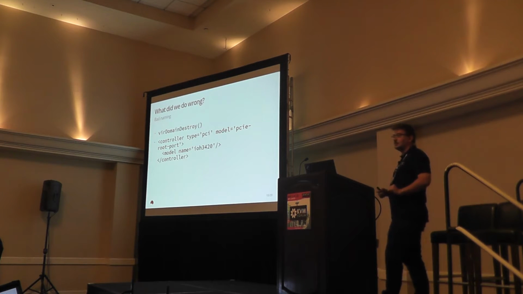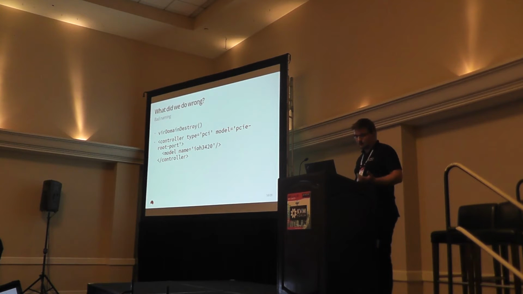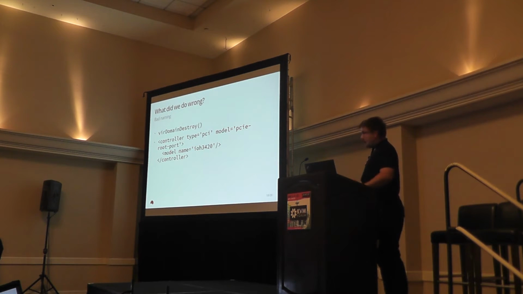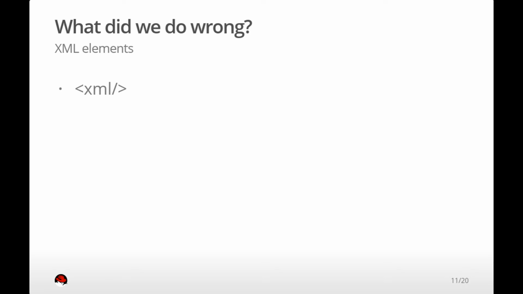Yeah, and another example from the recent future, which brings us to XMLs. In domain XML, you can have the controller, and you can choose the type of it. For instance, whether it should be a SATA controller, USB, PCI controller, and such things. Then, for PCI controllers, you can choose a model, which was mistakenly named as model because the PCI Express root port is not really a model of a controller, is it? Therefore, we had to invent a new sub-element just to refer to the actual model.